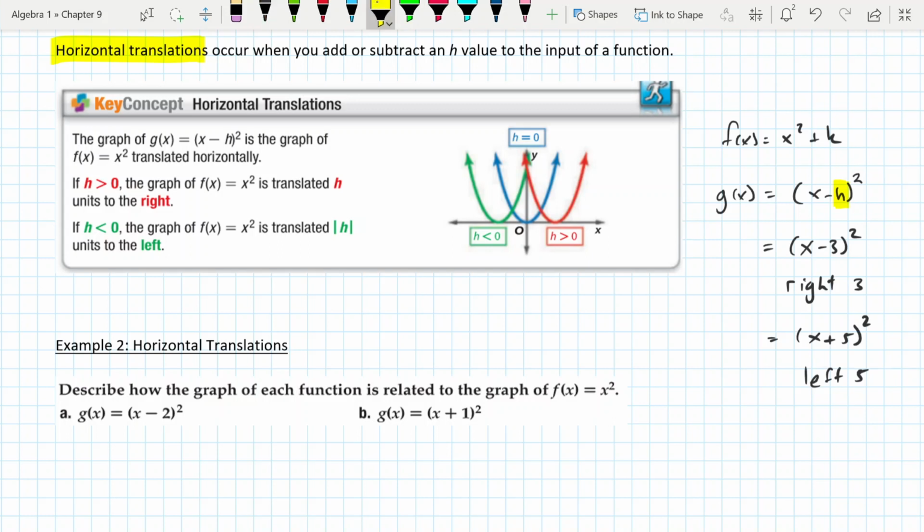So we're taking a look at whatever we have being added or subtracted to the x inside the parentheses before it gets squared, and we're just going in the opposite direction. And that's how we tell whether the graph is moving left or right.